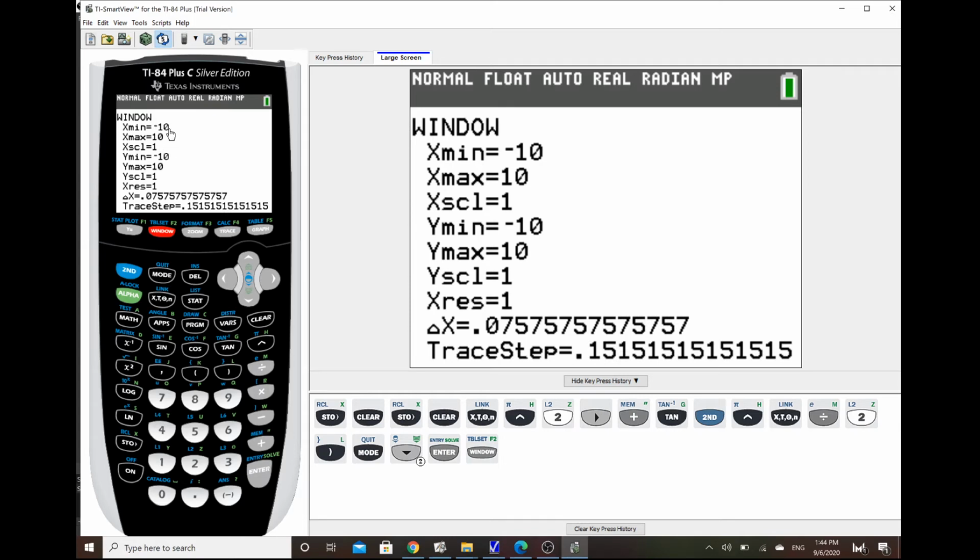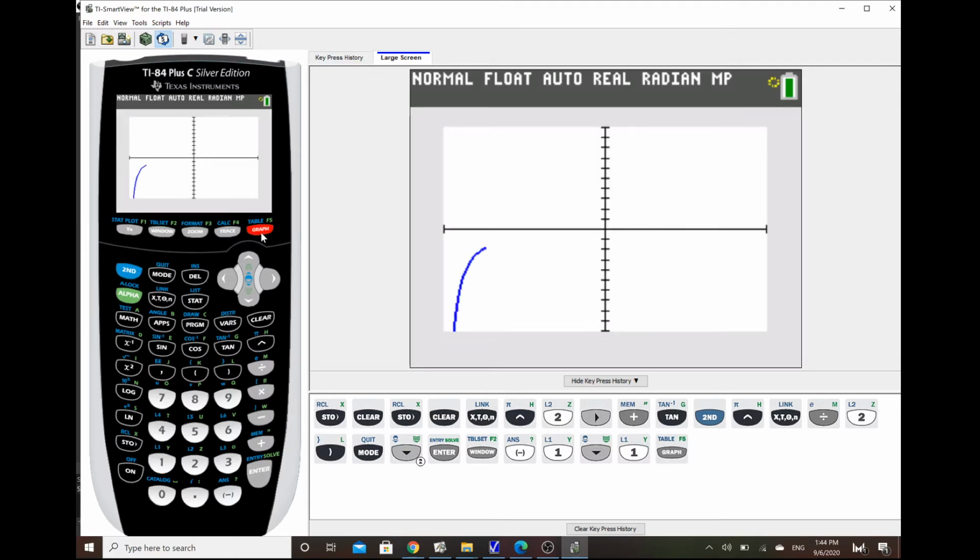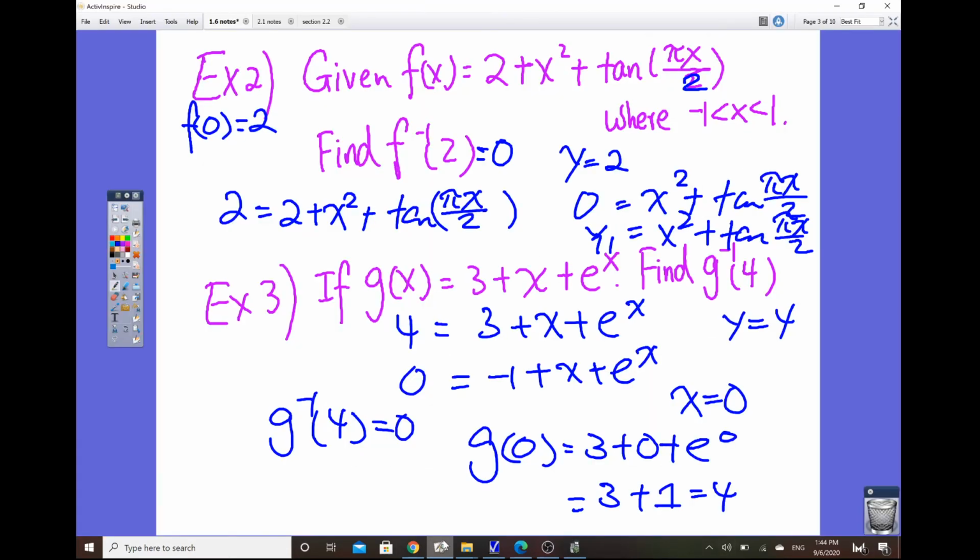Another thing I need to change here is the window. Instead of going from -10 to 10, the given domain is -1 all the way to 1. So x min is -1, x max is 1. And once you're done with this, just hit graph. So again, this shows the whole perspective of the graph from -1 to 1. Now it's not the inverse function, it's just the original function, but we just put in that y equals 2.